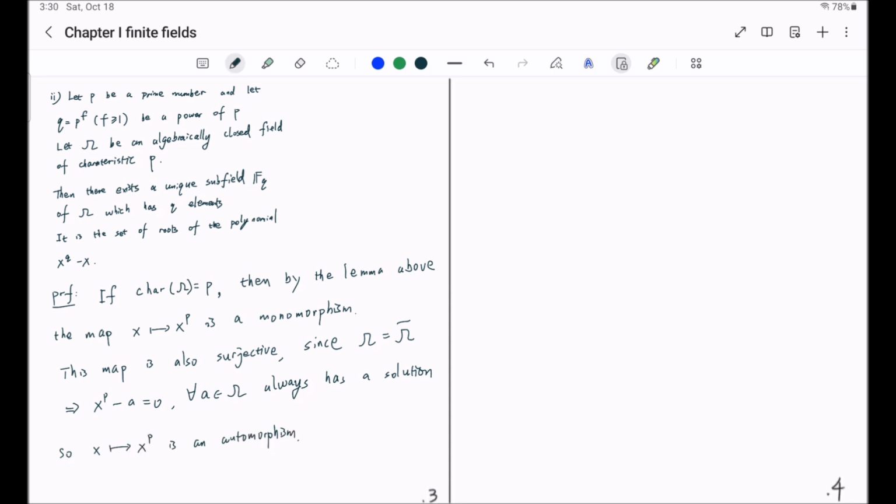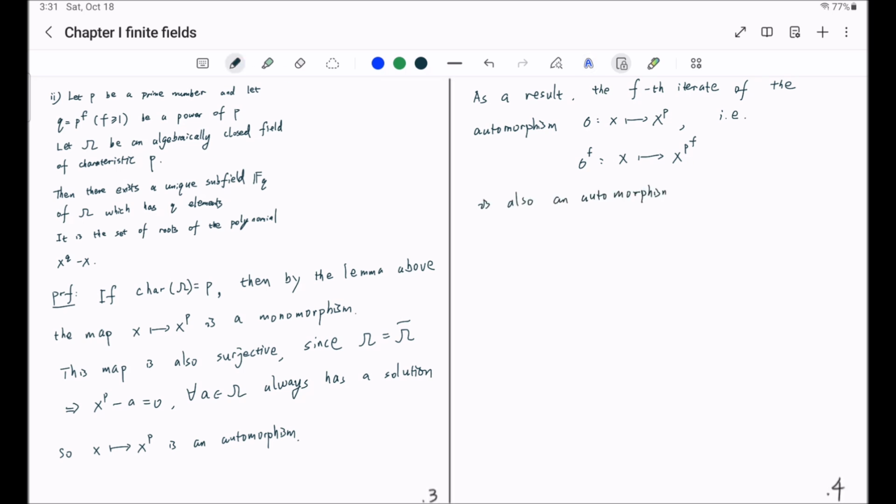As a result, if we look at the f-th iterate of this automorphism, what is the f-th iterate? The f-th iterate will be sigma to the f. Now it sends x to x to the p to the f. This f-th iterate is also an automorphism of omega. And by our notation from the second part of the theorem, p to the f is denoted by q.